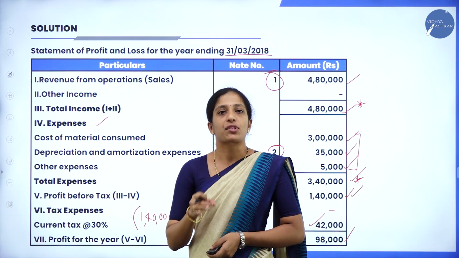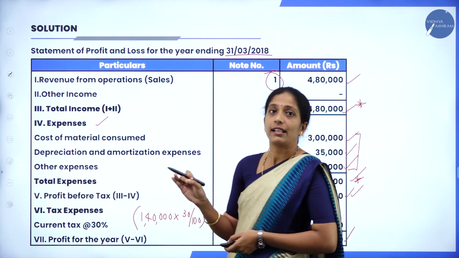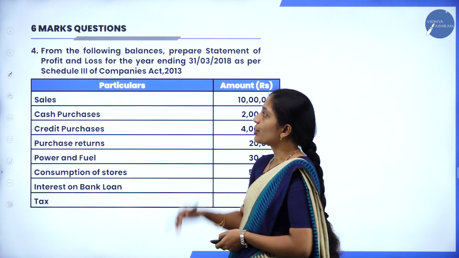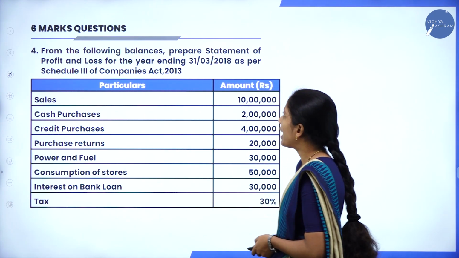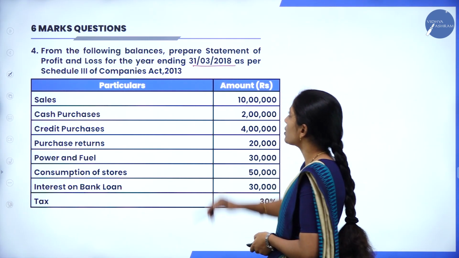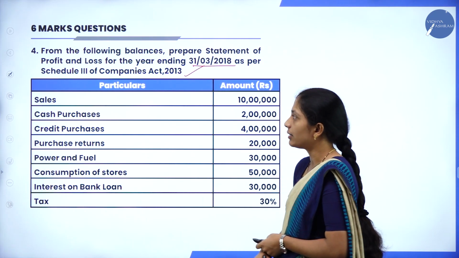So till now we have solved 3 problems. Hope you are clear with this. Now we shall solve the last problem on the statement of profit and loss. The 4th problem: from the following balances, prepare the statement of profit and loss for the year ending 31st March 2018 as per Schedule 3 of the Companies Act 2013.